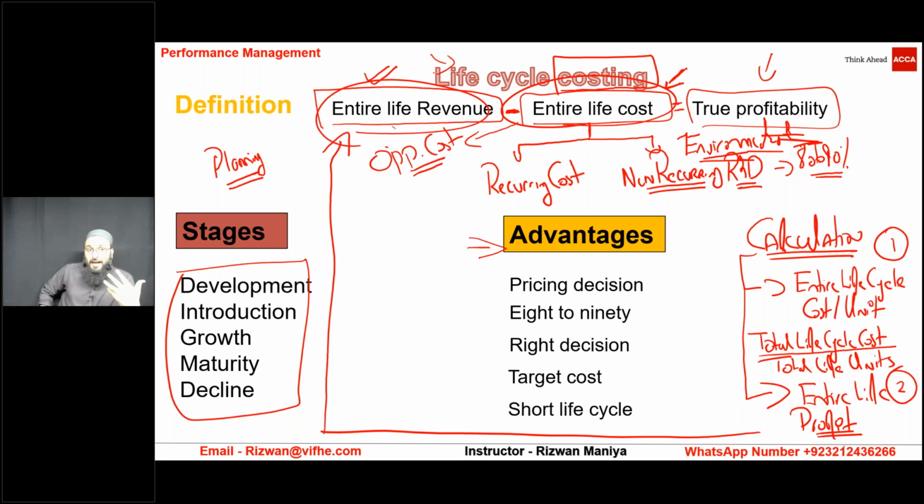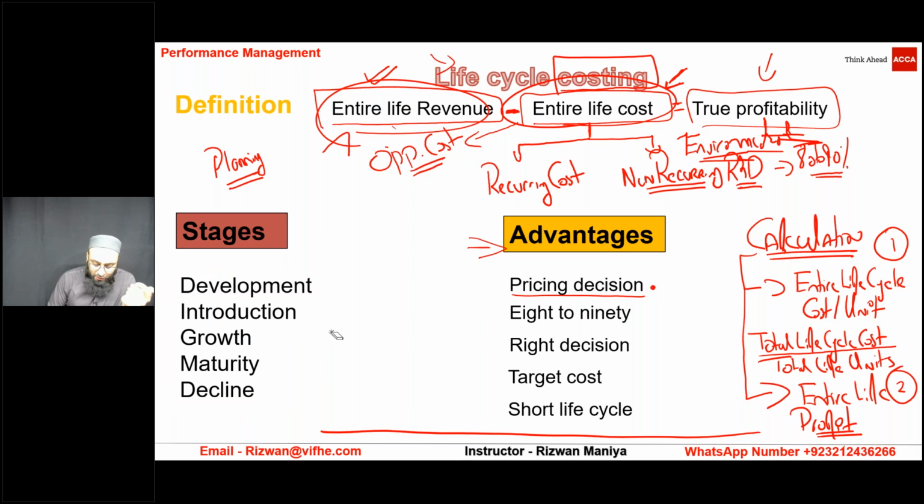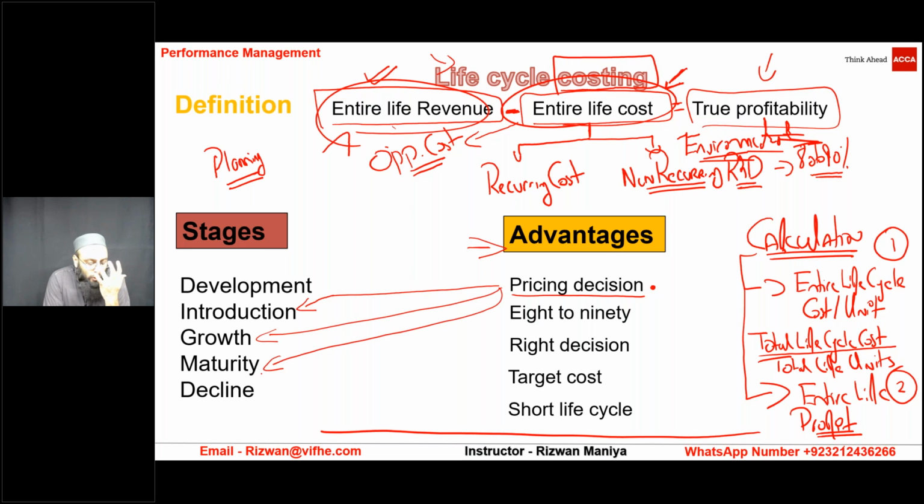So what advantages can you get from the life cycle costing technique? First of all, you will get the advantage when you are setting prices. You all know that when you are launching a new product, the price that you set in introduction will be different from the price that you set in growth, and different from the price in maturity. Normally if it is a new product, we set a lower price in introduction, and when we move towards growth, we increase the price because the product has become more popular. But in maturity, as you know, the competition is at its peak, so your prices go down because of competition. So you need to set prices according to the different stages of the life cycle.